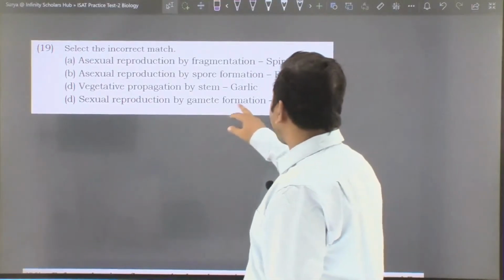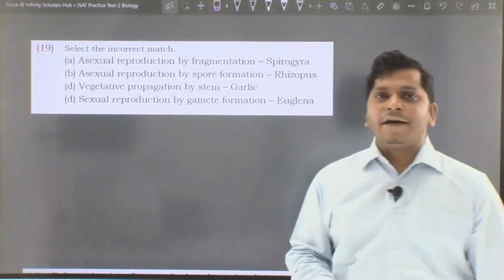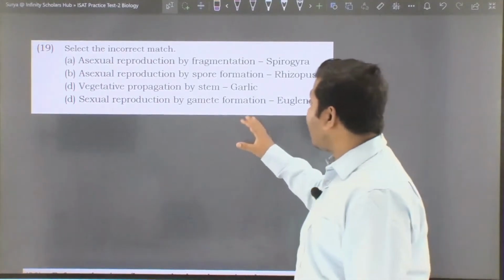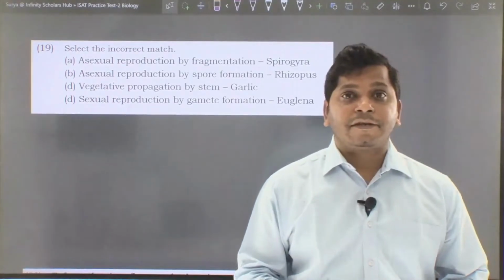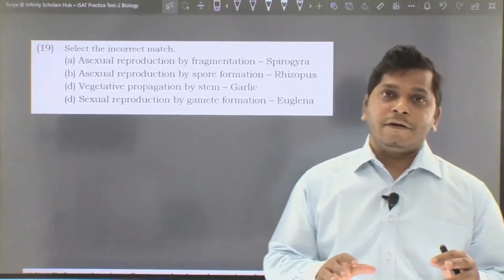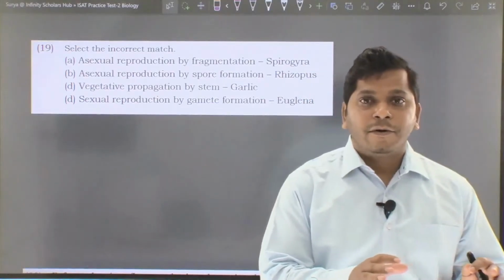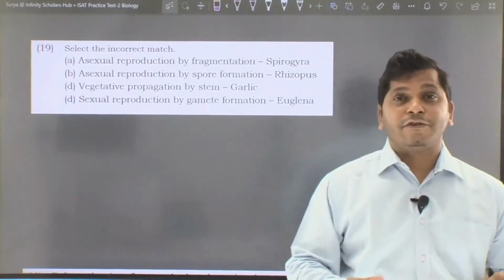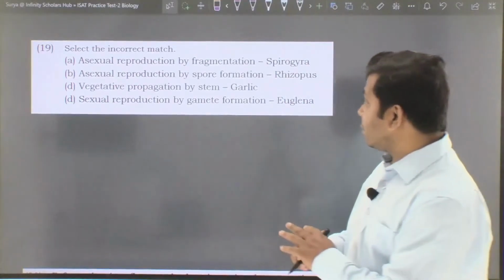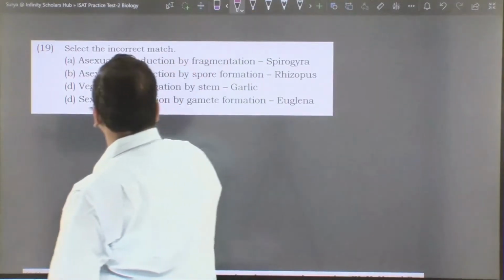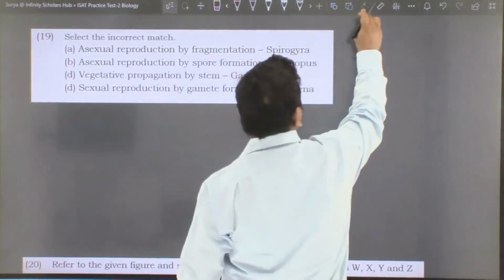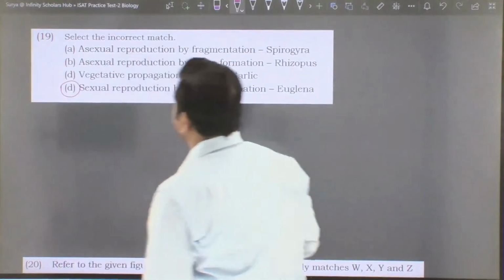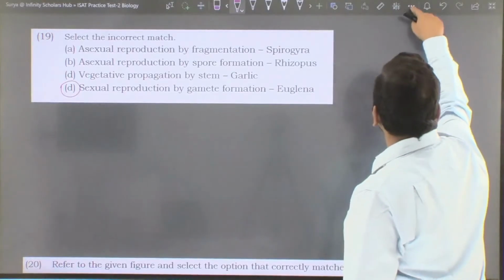Sexual reproduction by gamete formation in Euglena. Euglena is a unicellular eukaryote which is also called a protist, and that primarily reproduces by asexual reproduction, okay, by binary fission, not by sexual reproduction, which is not known till date. Okay, so this would be the incorrect option therefore. So this is the incorrect option. So this is the answer for question number 19.